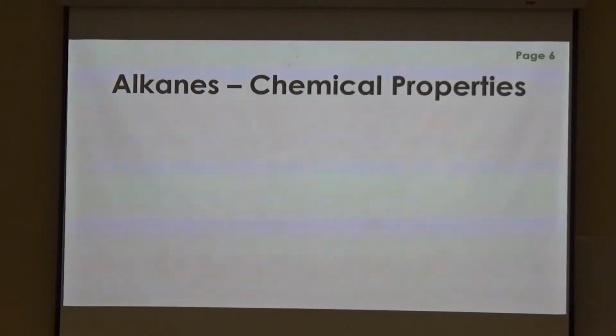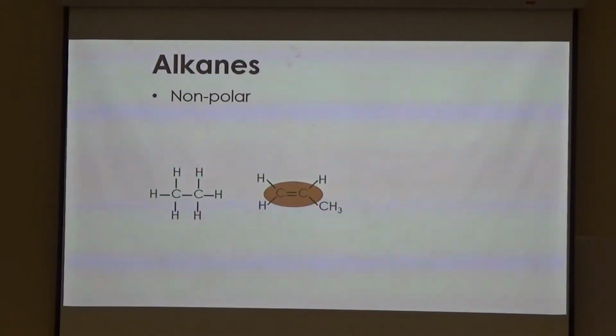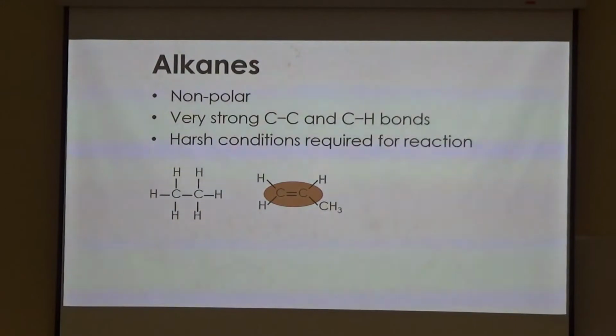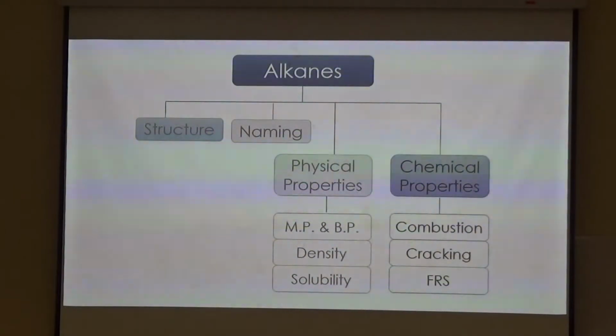Chemical properties. Okay, non-polar means they do not have a polar bond. If you look at the alkane and alkene, they have very strong C-C and C-H bonds. And finally, they need harsh conditions. What do I mean by harsh conditions? We can look at it later when we study the mechanism in the next lesson. Okay, so we are good with your physical properties. Let's go on to your chemical properties now.